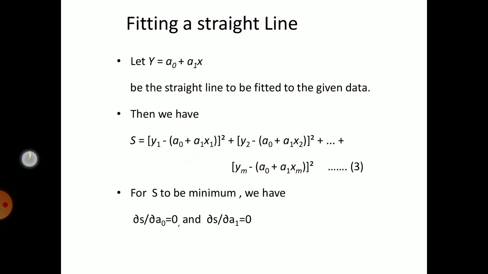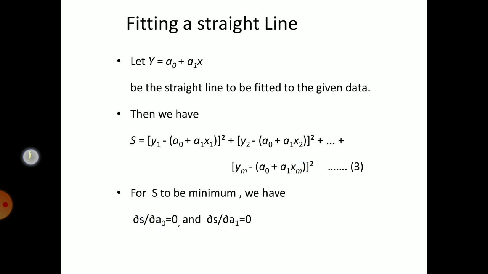S will be minimum if the first order derivative with respect to a0 and with respect to a1 is equal to 0. As there are two independent variables a0 and a1, we have to consider their partial derivatives. That means dou S by dou a0 is equal to 0, dou S by dou a1 is equal to 0. Now we shall obtain the values of these derivatives by using equation 3.